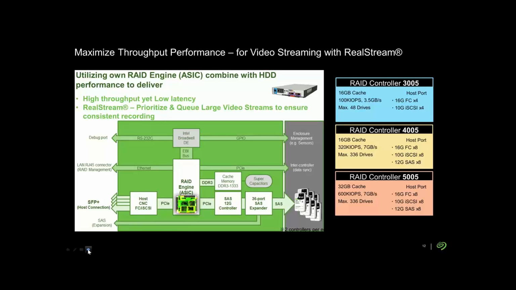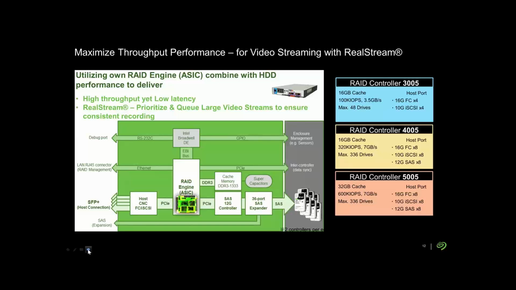When it comes to RAID controllers, we also have different flavors and options that we offer to the market, so that when you have an opportunity and start to do sizing, you can choose the type of controller that suits your application. We have an entry-level RAID controller, the 3005 series, which provides 3.5 gigabytes per second. And we have a RAID controller based on the 4005 series, which provides 5.5 gigabytes per second, as well as 320K IOPS.